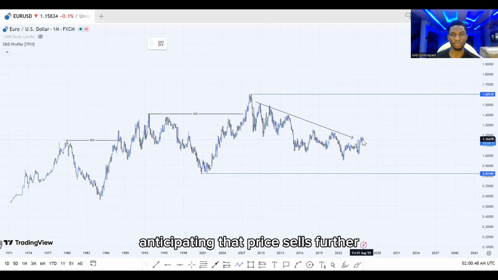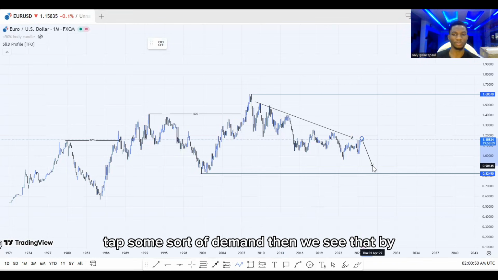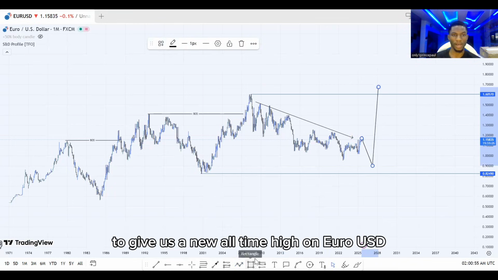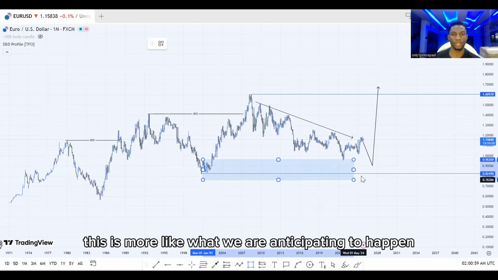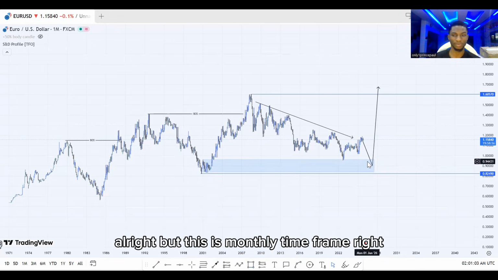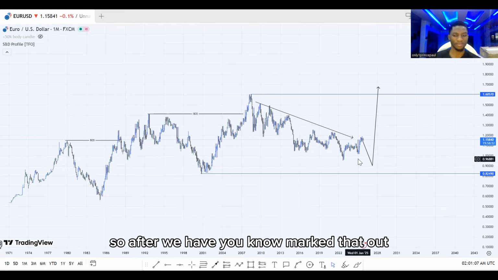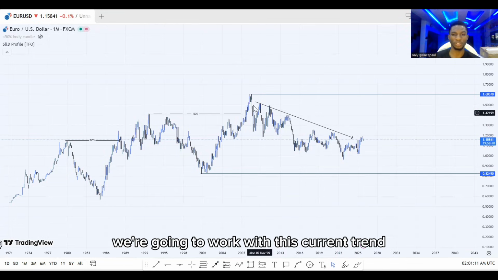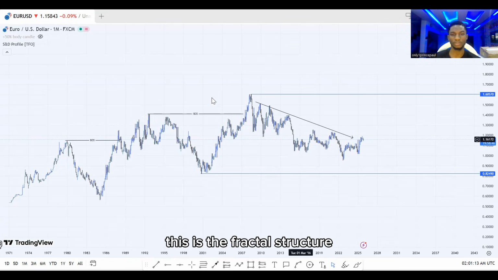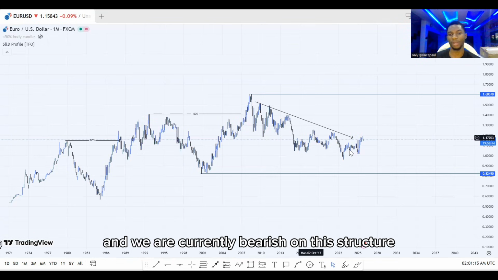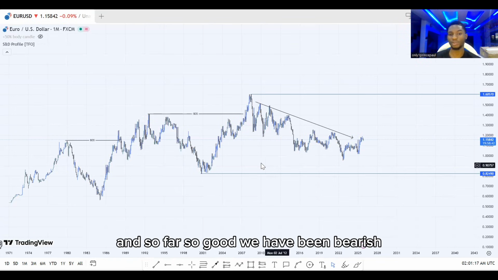So this is what we're anticipating: that price sells, taps some sort of demand, then we see that buy to give us a new all-time high on Euro USD. This is more like what we're anticipating to happen. But this is the monthly time frame. After we have marked that out, we're going to work with the current trend, because this is the fractal structure, and we are currently bearish on this structure. So far, so good.